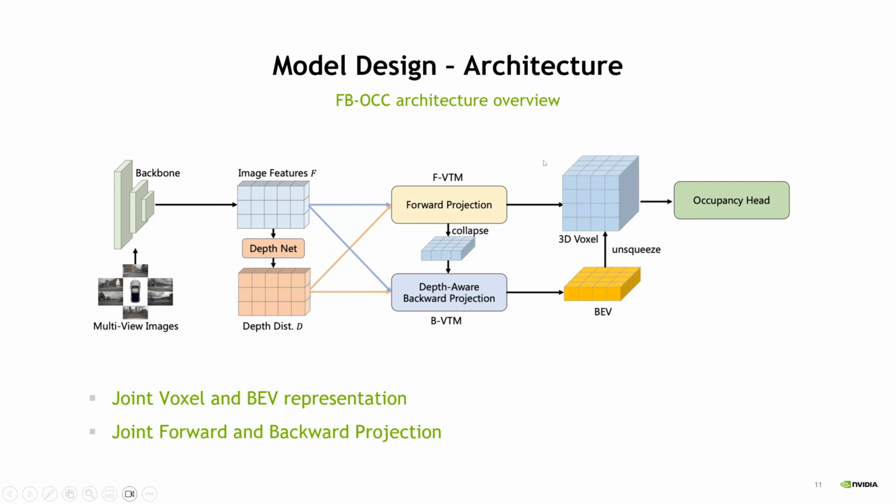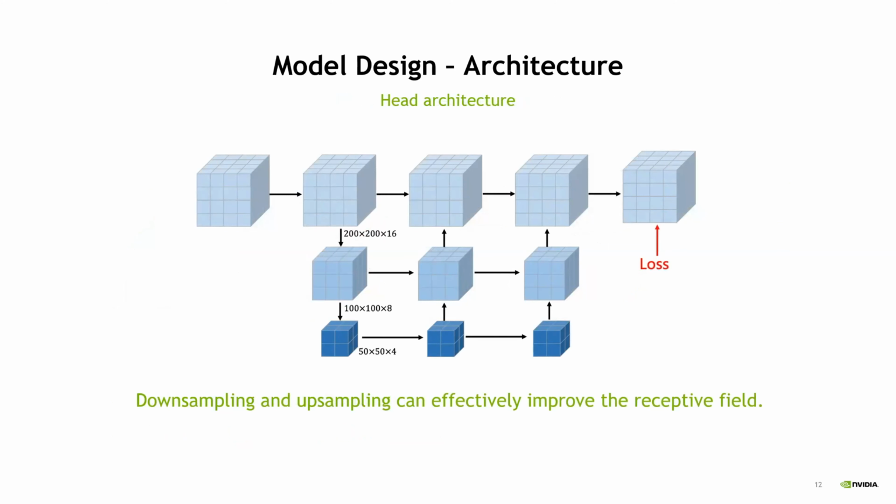Then we combine the voxel representation from the forward projection and the BEV feature from the backward projection, fuse them together, and go through an occupancy head to predict the final occupancy. You can think of this architecture at a high level as an organic composition of BEVDepth and BEVFormer.